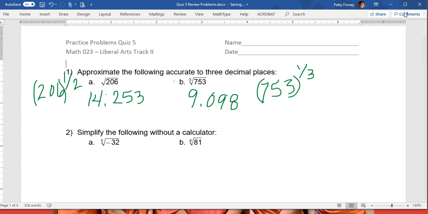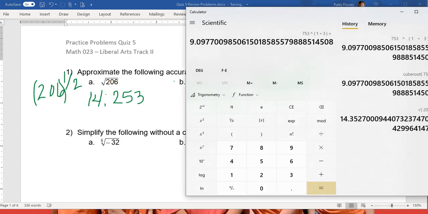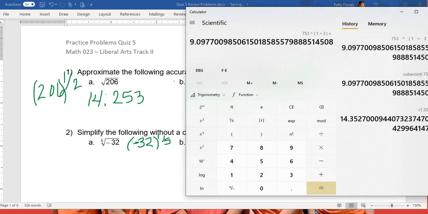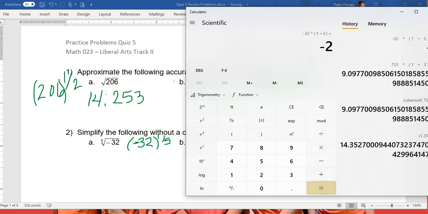So moving on to our next question, it says simplify the following without a calculator. All right, well, I'm taking this test at home. My teacher's not going to know if I use a calculator or not, and I know that the fifth root of negative 32 is really the same as negative 32 to the 1/5. So my teacher's not watching, so I'm going to do 32 and make it negative, and I'm going to take that to the parentheses 1 divided by 5. And I got negative 2.